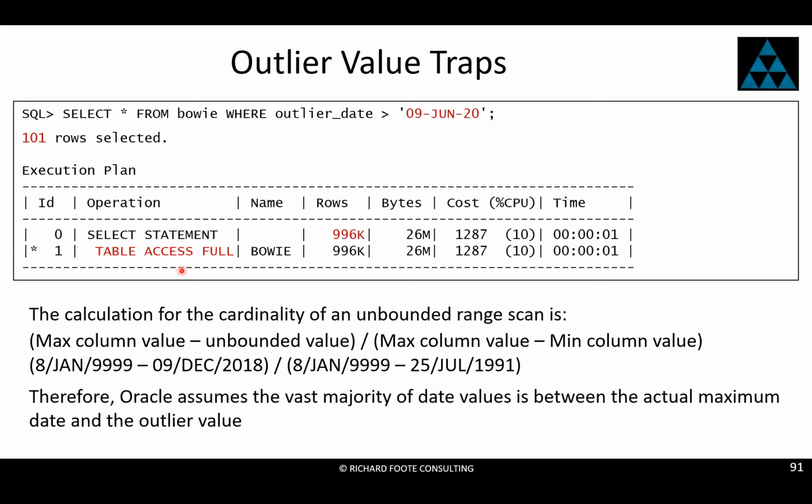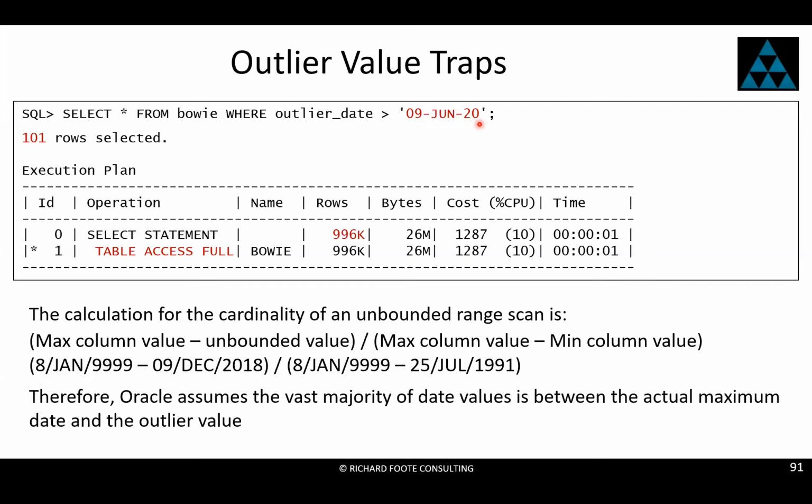Why? Because now I've got an outlier, and that outlier is my new maximum value. And remember, with a range scan, what we calculate is what percentage of the data am I querying? What is that percentage over all my data? Now, because the maximum is the year 9999, and I want everything that's greater than 20, Oracle thinks I'm going to return the vast majority of the table.